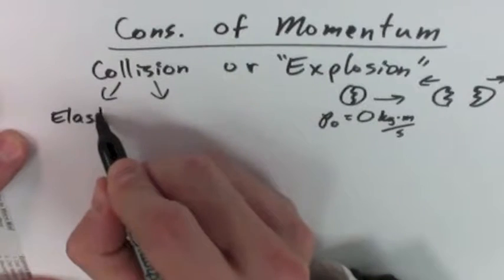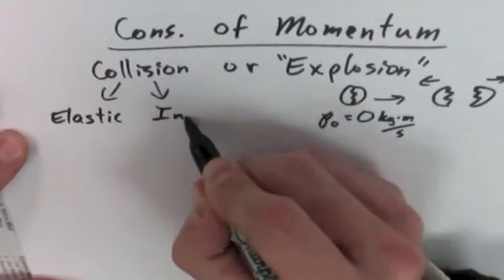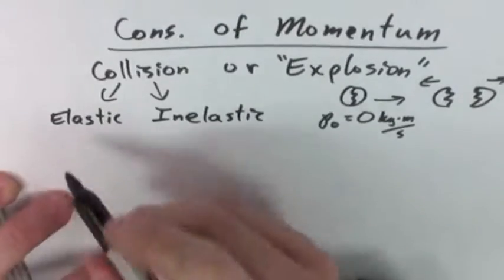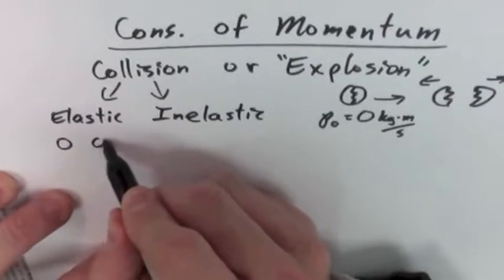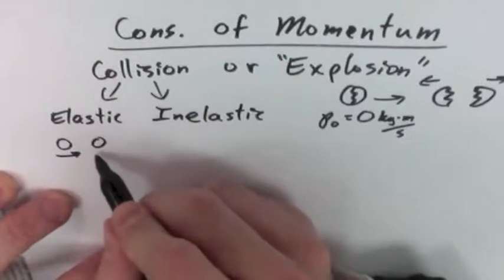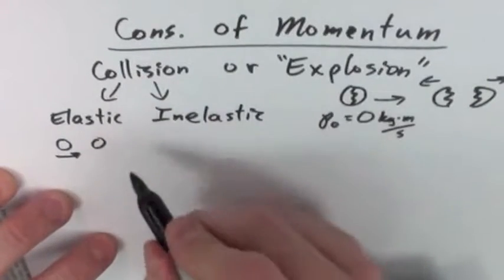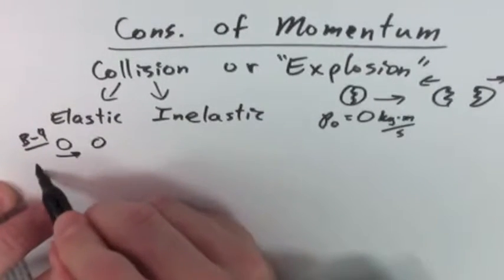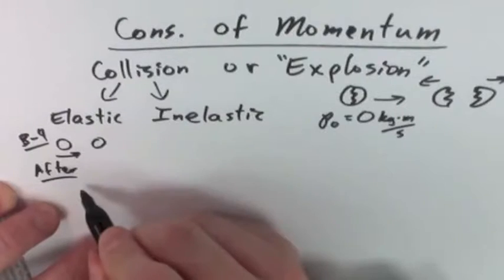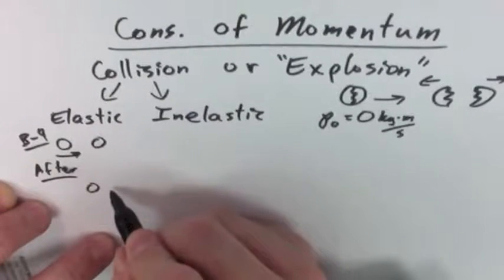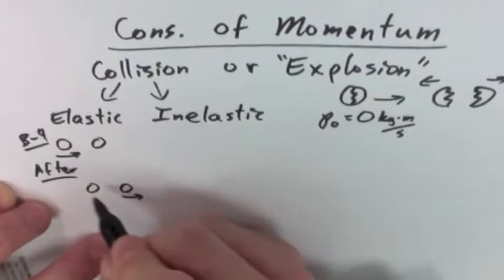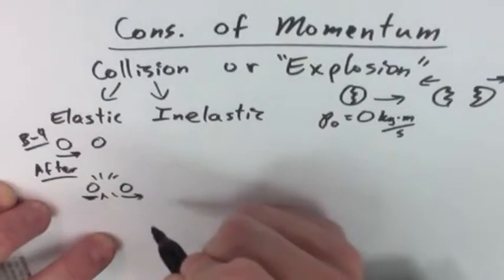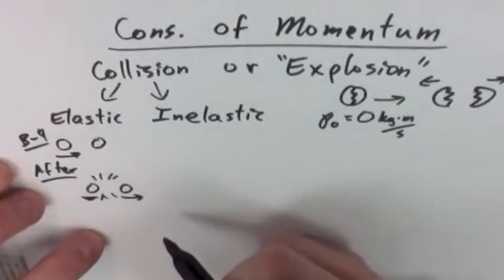You have elastic collisions and you have not elastic collisions, or inelastic collisions. Elastic collisions, again, are things that bounce off of each other. Maybe this guy's sitting here at rest, this guy's moving along, and here's your before situation, and then after, maybe as a billiard ball, this one transfers its momentum to the other one, and it sits there at rest afterwards. All the momentum has been given to this one.